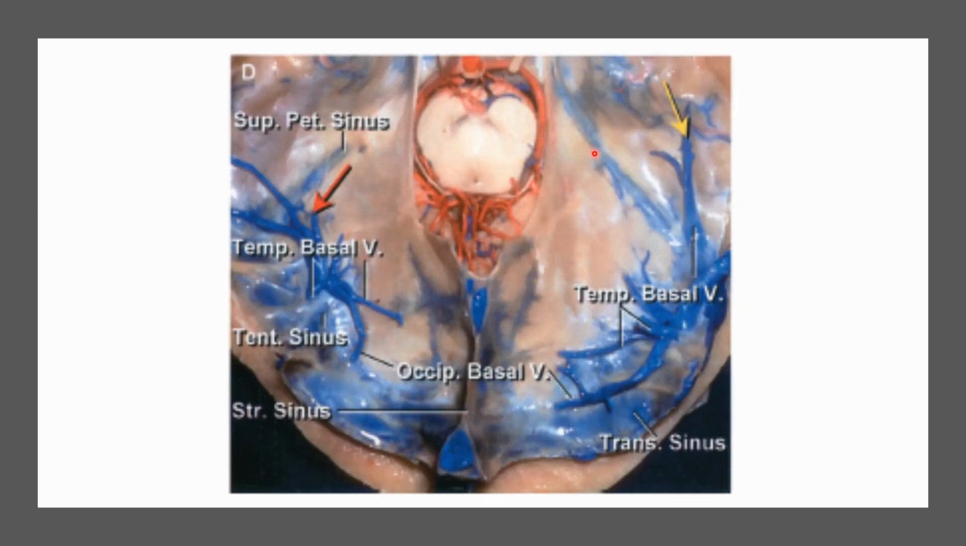Again, we look into the tentorium, which is part of the dura. So this is the tent, separating the supratentorial compartment, the temporal, occipital, parietal, and frontal lobes, from the midbrain, cerebellum, and the rest of the brain stem, which includes the pons and the medulla, in addition to the midbrain.